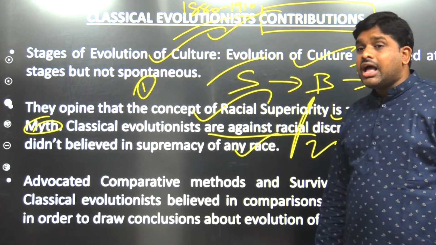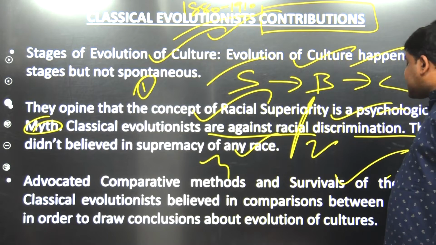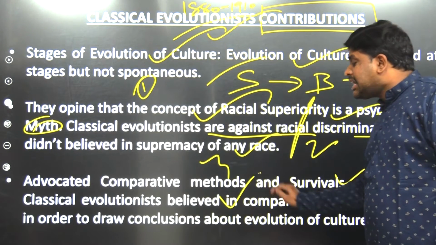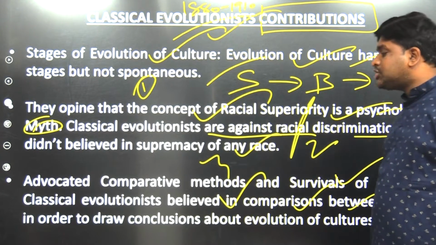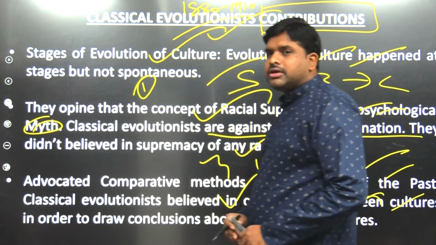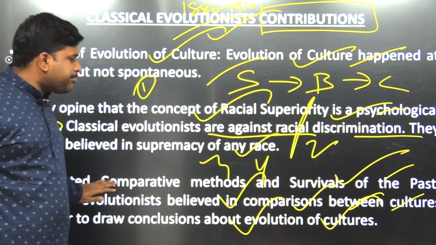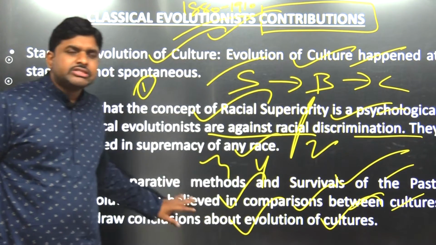Next point. They advocated the comparative study or comparative method, and survivals of the past. Classical evolutionism believes in comparison between cultures in order to draw conclusions about the evolution of culture. The fourth point is, next point, they told that. The third point is comparative study. The fourth point is survivals of the past.